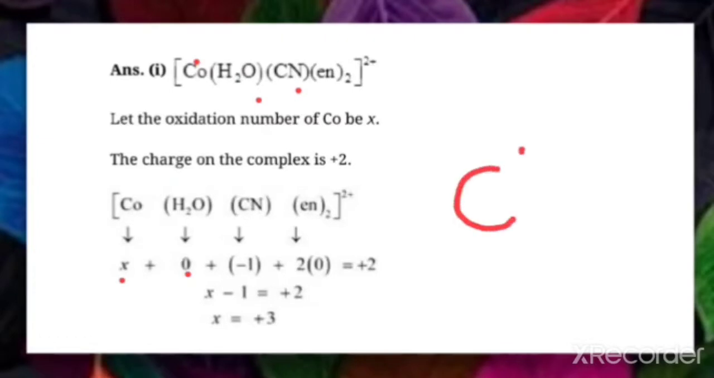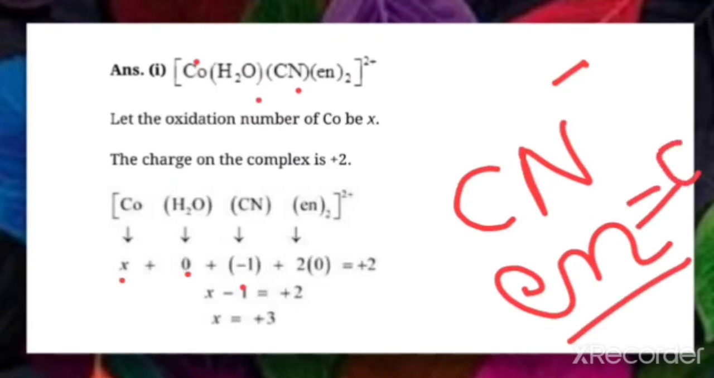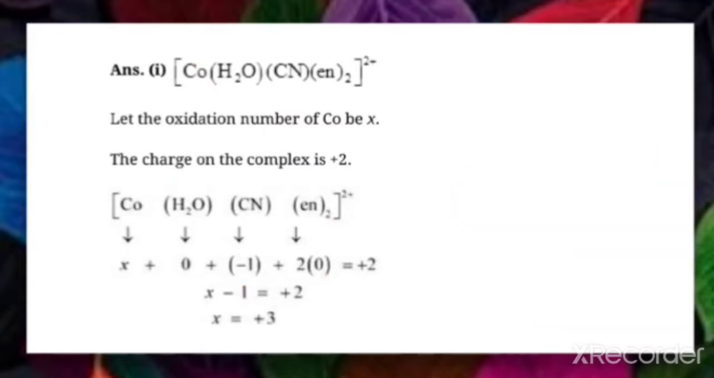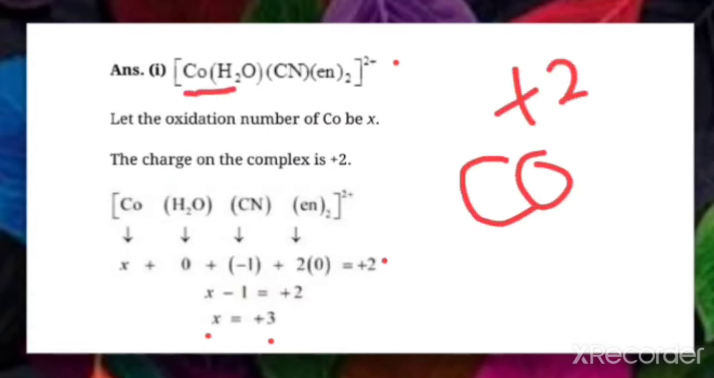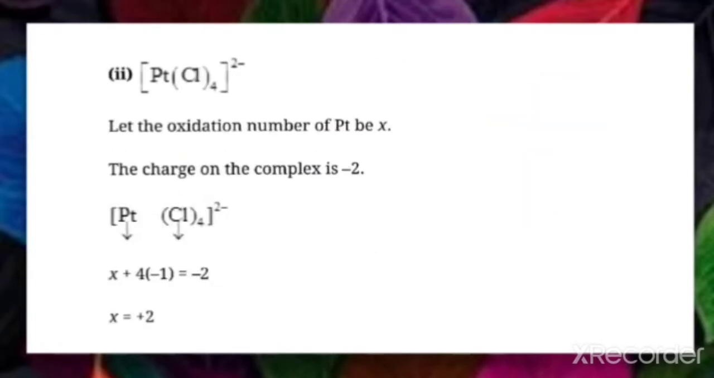CN is cyano, having one negative charge, and here only one CN is there, so -1. En is a neutral ligand, so its oxidation number is 0, and because 2 en are there, it is 2 into 0. The overall charge on the complex is +2, so we write the sum equal to +2. When you solve it, you get X equal to +3. So the charge on Co is +3.